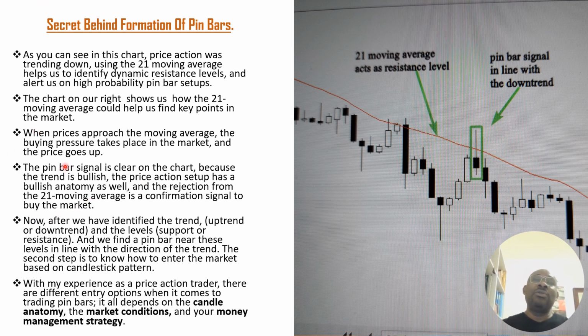Now, by the time you see a downtrend, or by the time you see an uptrend, you see a rejection from the 21 moving average.